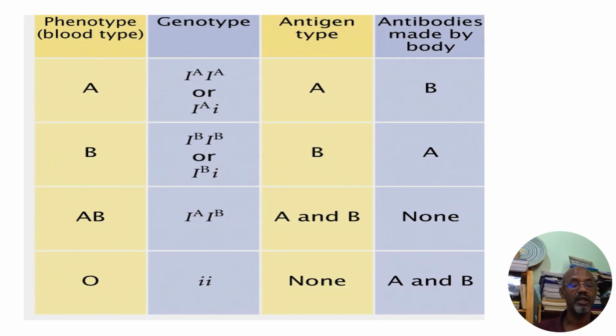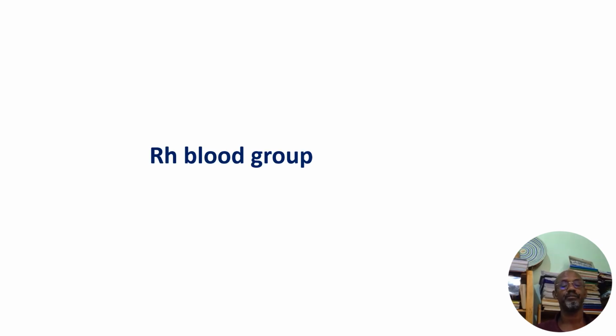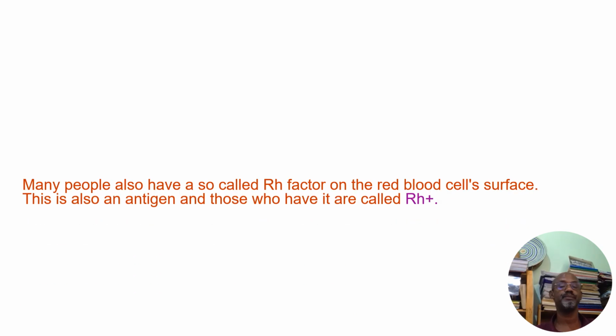This is a table showing the different genotypes, the antigens, and the antibodies made by the body. Therefore, this is redundancy, of course, repetition. The second type of multiple allelism is the Rh blood group, of course.